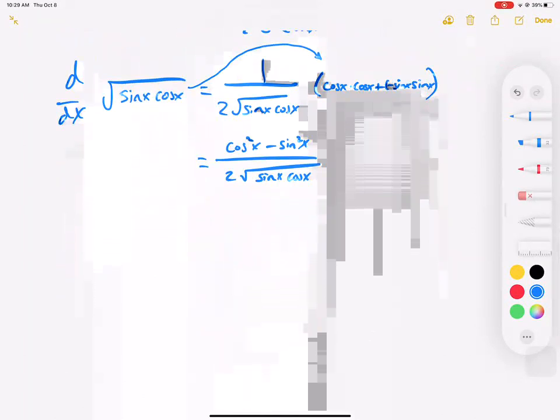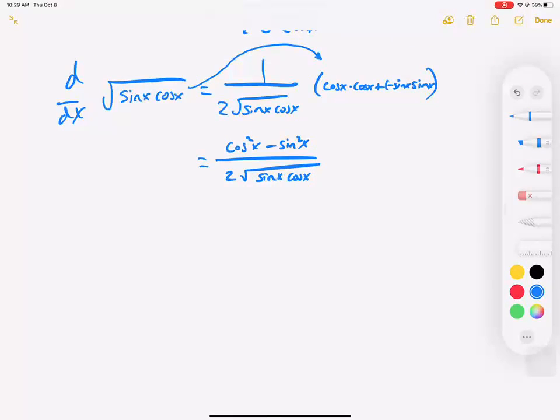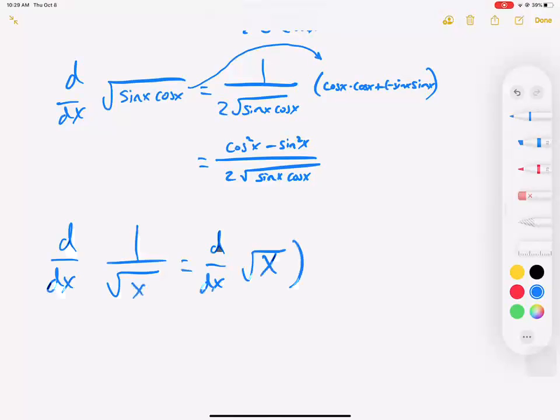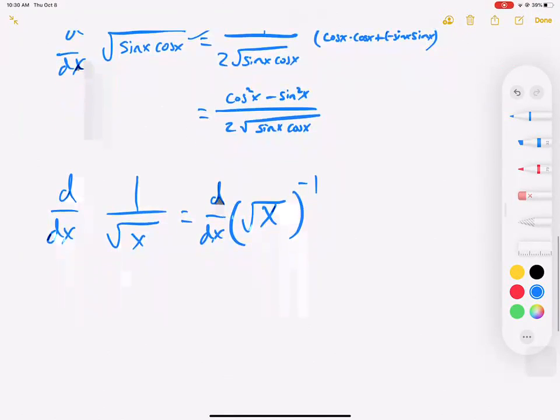Okay. What if I write d over dx of 1 over square root of x? Is there a fast way for this? Let's see. If I rewrite it as x to the negative 1 power, you could do that, and it'll just be 3 chain rules. The first chain rule will be negative 1 square root of x, negative 2.